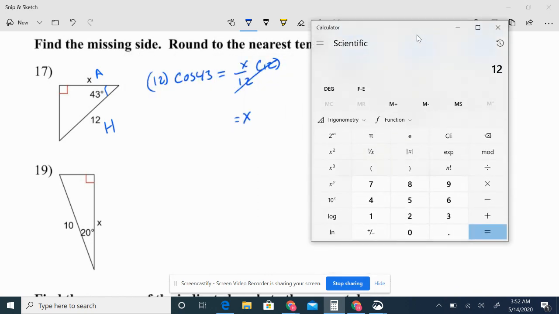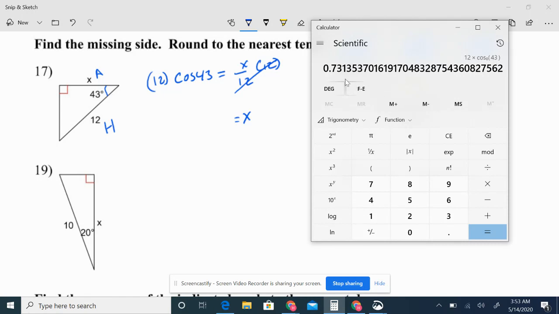Have to go 12 times cosine of 43. Depending on your calculator, you might have to type in 43 first and then cosine, or you might have to type in cosine and then 43. In my case, I had to type in 43 first and then cosine. But I do see on the screen on the top, it says 12 times cosine of 43.